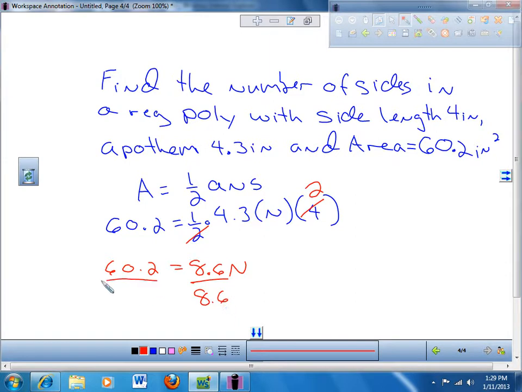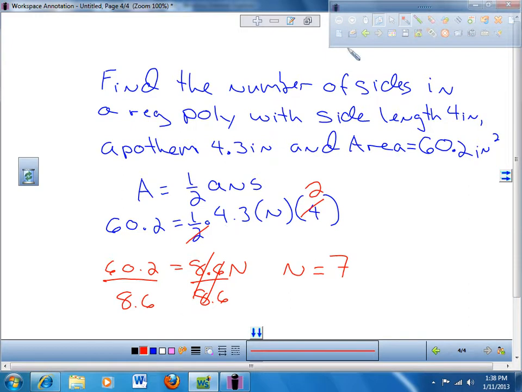8.6 divided by 8.6. What do I get? Seven, exactly. So if I divide that on my calculator, I get that n equals 7. And if you get something like 7.3 or 7.5, you did something wrong. Why? It should be a normal, even number, because you can't have a decimal number of sides in a polygon.